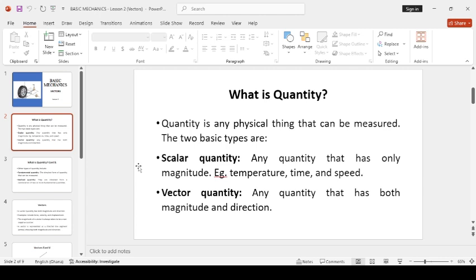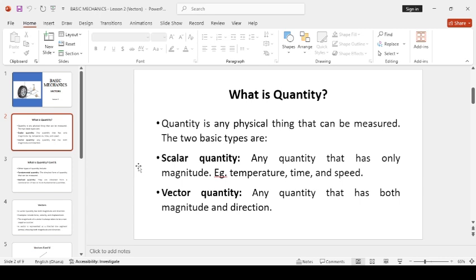But before we go into what vectors are, we should know what a quantity is. So what is a quantity? A quantity is any physical thing that can be measured. So anything that you can measure or put in measurement, you can say that thing is a quantity because it can be quantified. The two basic types are the scalar quantity and the vector quantity.